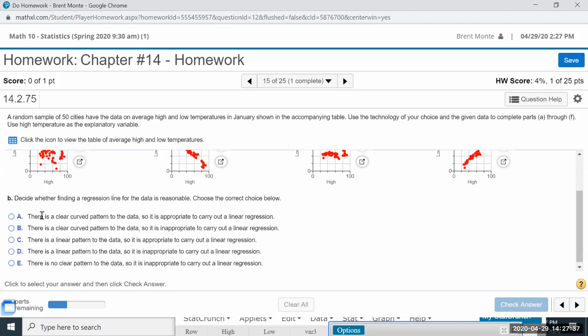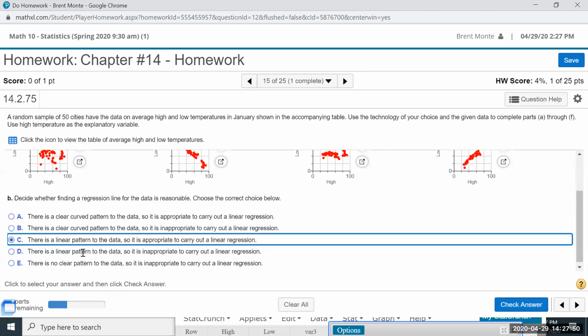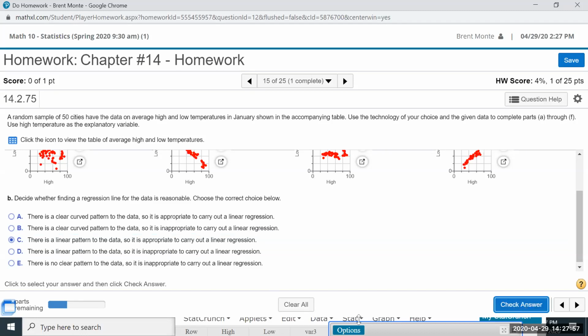So here we'd say, there's a clear curved pattern. No, there's a clear linear pattern. There's a clear curved pattern. No. There's a linear pattern to the data. Okay, so it's appropriate to carry out a linear regression. Well, that makes sense. Let's see. D says there's a linear pattern, so it's inappropriate. No, it's appropriate. And there's no clear pattern. No, it's C. There was a linear pattern.